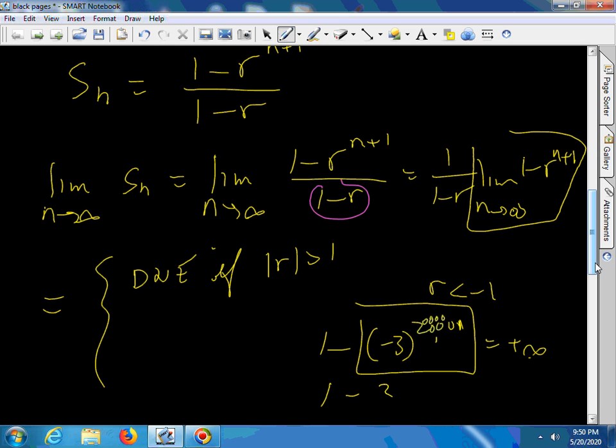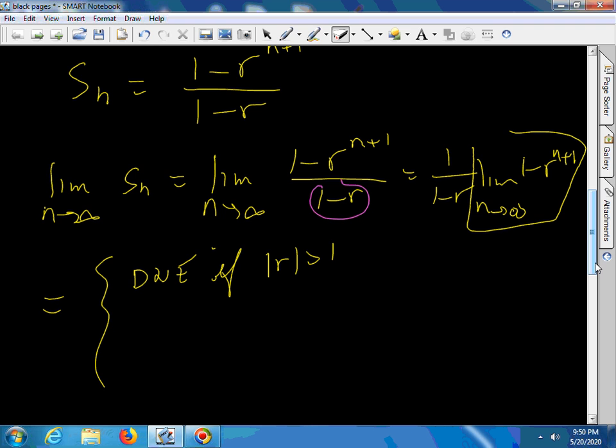But on the other hand, if you raise negative 3 to a really, really large even number, negative 3 to an even number is going to be positive, and negative 3 raised to a really large even number will be really positive. So you have 1 minus a really large number. That's going to go to negative infinity. So it's not going to exist if r in absolute value is bigger than 1. There is no convergence.